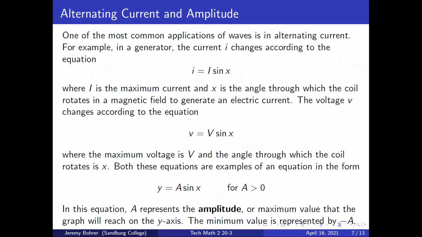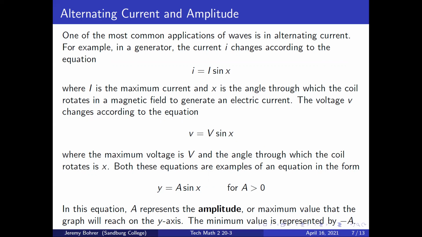One of the most common applications of waves is in alternating current. For example, in a generator, the current I changes according to the equation I equals capital I times the sine of x, where capital I is the maximum current and x is the angle through which the coil rotates in a magnetic field to generate an electric current. The voltage V changes according to the equation V equals capital V times the sine of x, where the maximum voltage is capital V, and the angle through which the coil rotates is x.